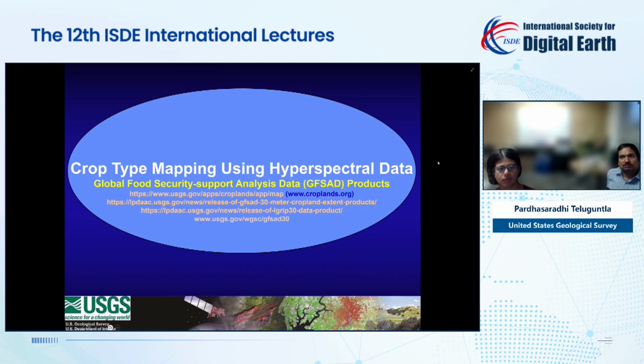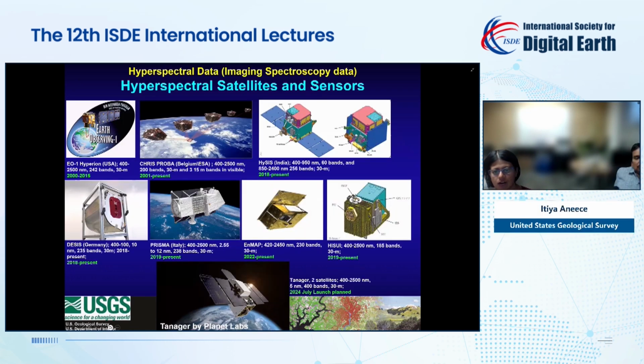So we're in a really exciting era, right? We have a lot of hyperspectral data that have been recently launched and are planned to be launched. So for example, we've had the old generation Hyperion data, we have new generation DESIS and NMAP from Germany, we have the Italian Prisma, we have upcoming Tanager launches. So this is a really exciting era to be looking at and using hyperspectral data and figuring out how best to use these hyperspectral data for various applications.